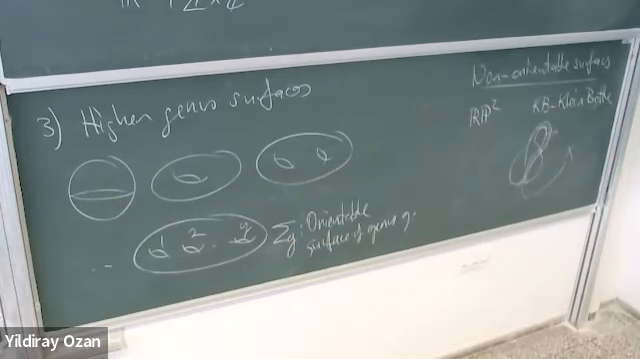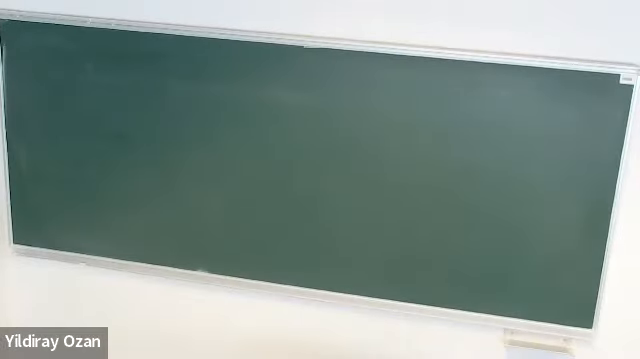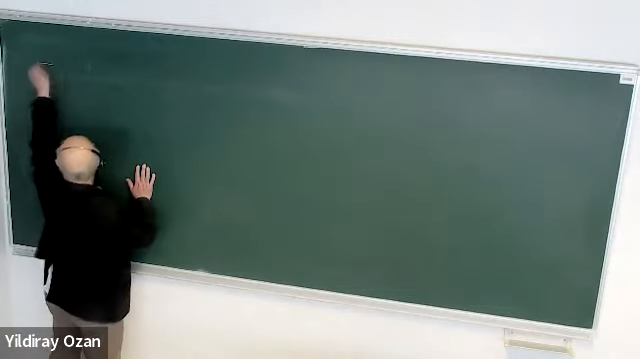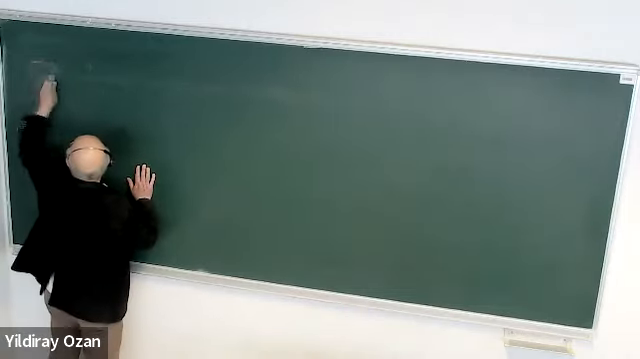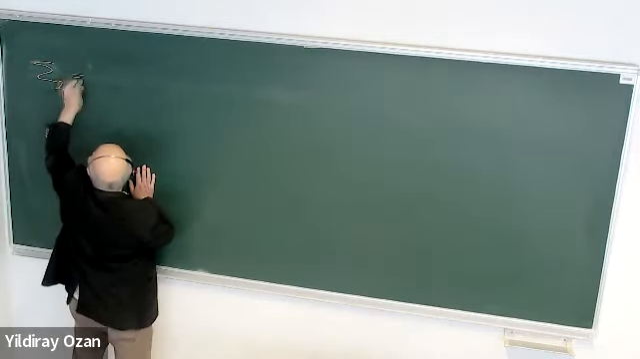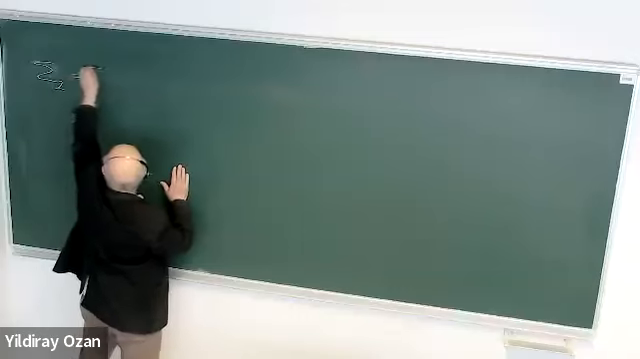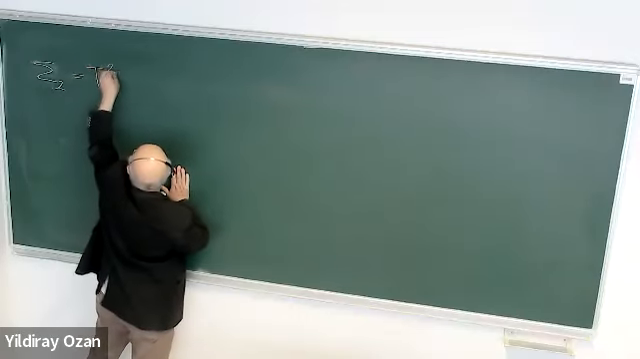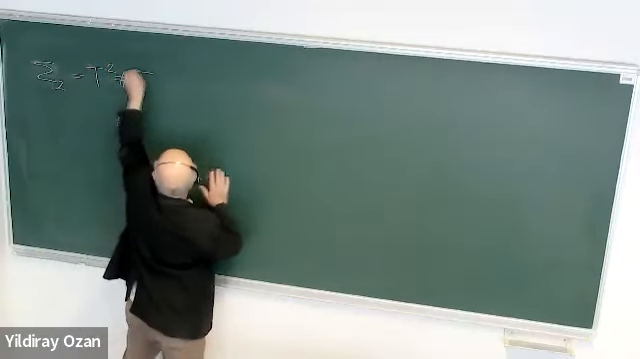Let me just describe how you can obtain a genus G surface. Actually, it is enough to explain just this. You may obtain this by the so-called connected sum operation.